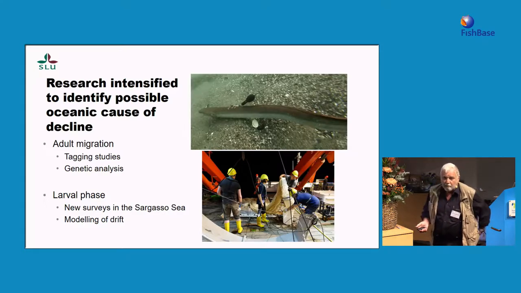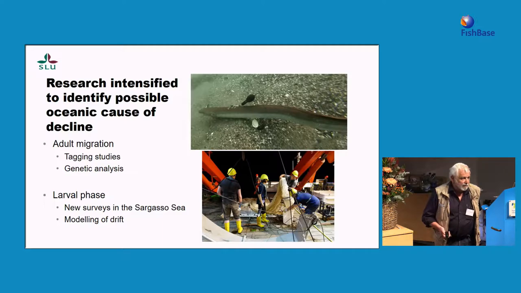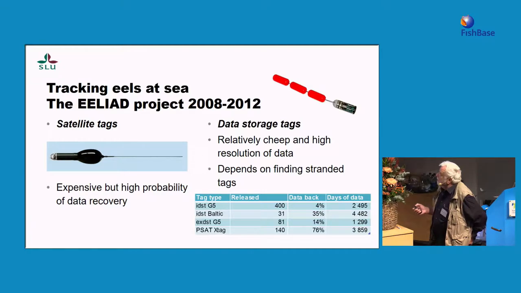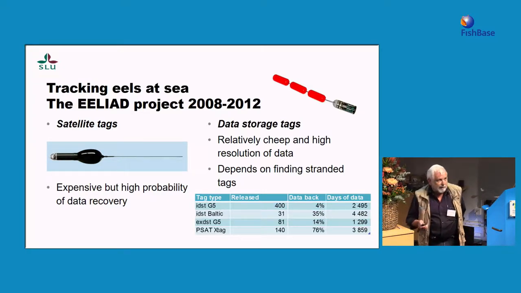But this question about decline has started a new era of eel research in the ocean. So there have been a number of tagging studies. The larval phase has been looked at again with new surveys in the Sargasso Sea and modeling of the drift of the larva. One of the projects was an EU project that has tagged eels in different places from Spain up to Sweden to look at how they migrate in the open Atlantic.